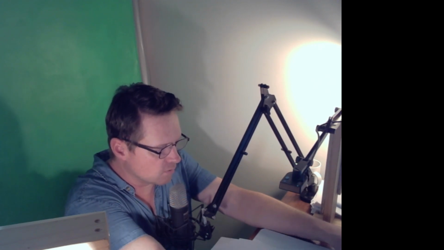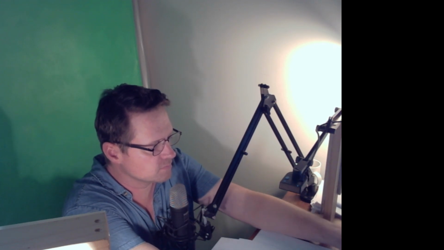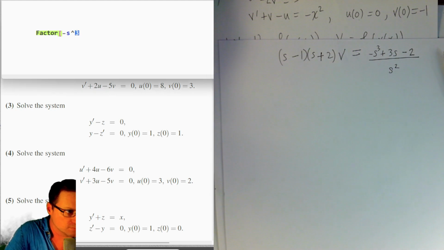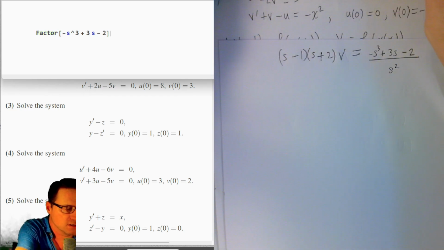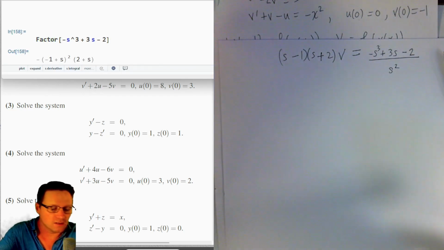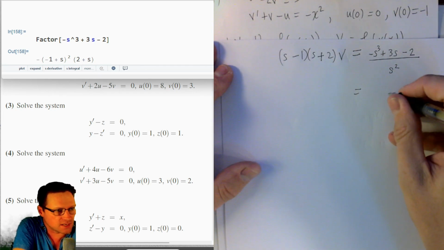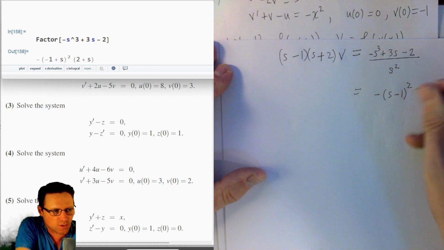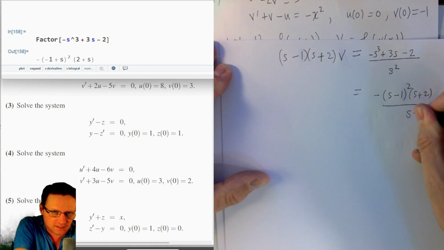And then we are writing minus s cubed plus 3s minus 2. I'm pressing shift and enter. Okay, so we have our factorization there on the right hand side. So it's minus in brackets (s minus 1) squared times (s plus 2), and that's all over s squared according to this.